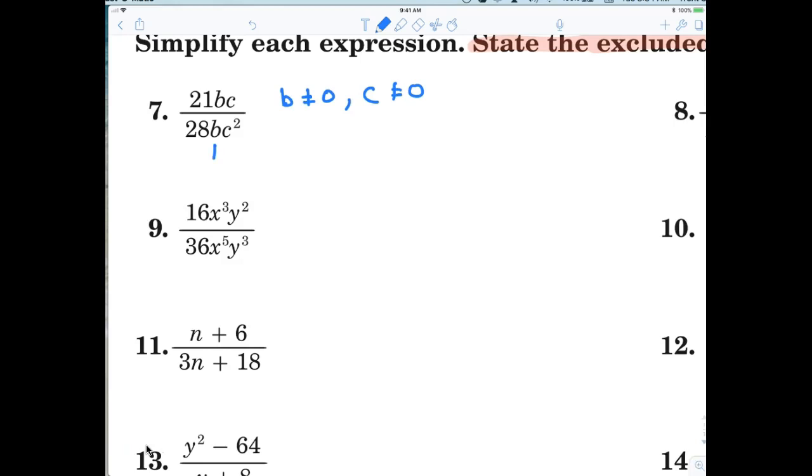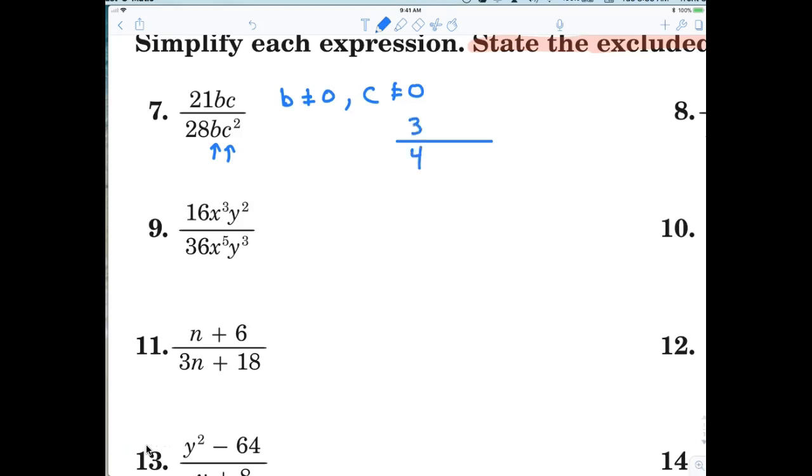Because if b is 0, the denominator will be what? 0. If c is 0, the denominator will be what? 0. All right, that's how simple that is. Now we're just reducing the fraction. We've already done this before, so this shouldn't be a big deal. If we reduce the fraction 21 over 28, that just reduces to what? 3/4.